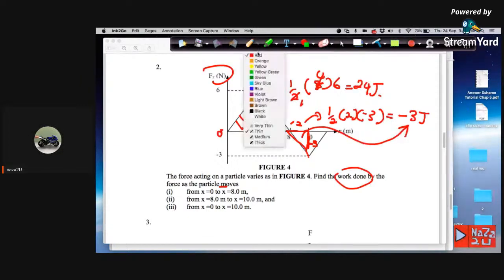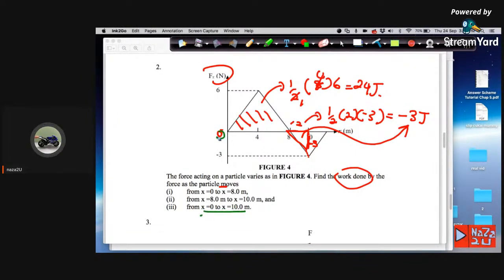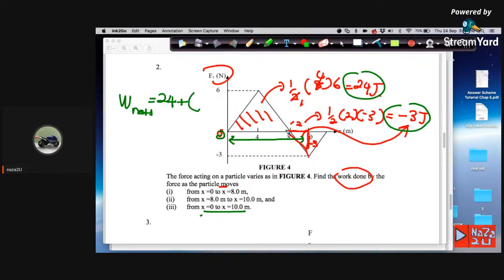Negative 3. Right? And so from 0 to 10 here, berapa dia punya ni dia? So kita dah dapat tadi from 0 to 8 kita dah dapat 24. From 8 to 10 is negative 3. So kita boleh cari work net. Work net is equal to, kita tambah semualah. The work for the first part is 24 plus the second part from 8 to 10 is a negative 3. So we have a 21 joule. Right? Okay, this is number 2.